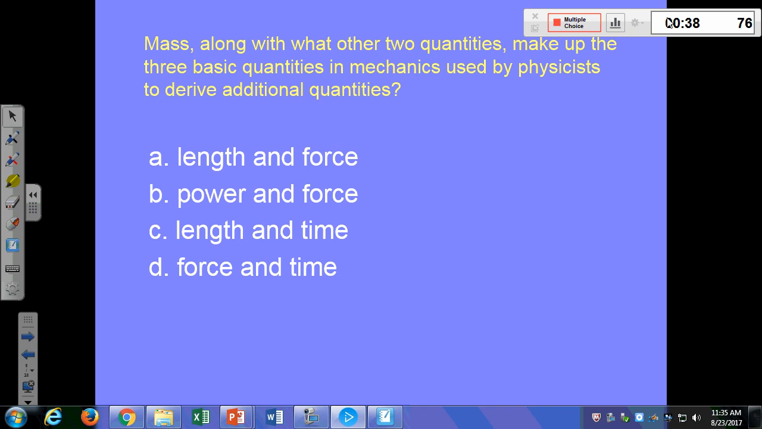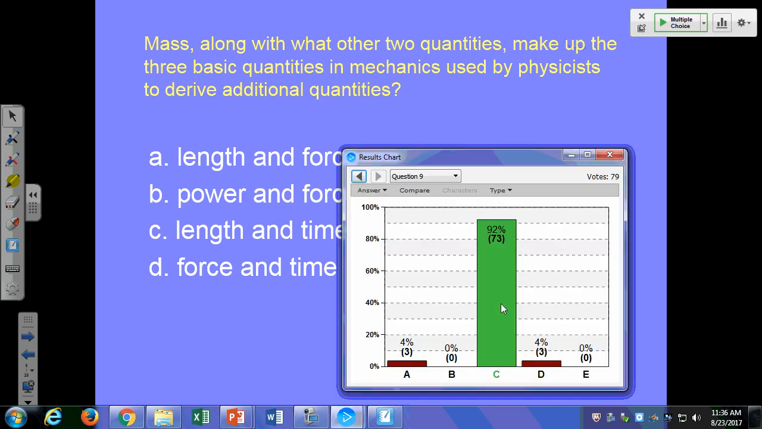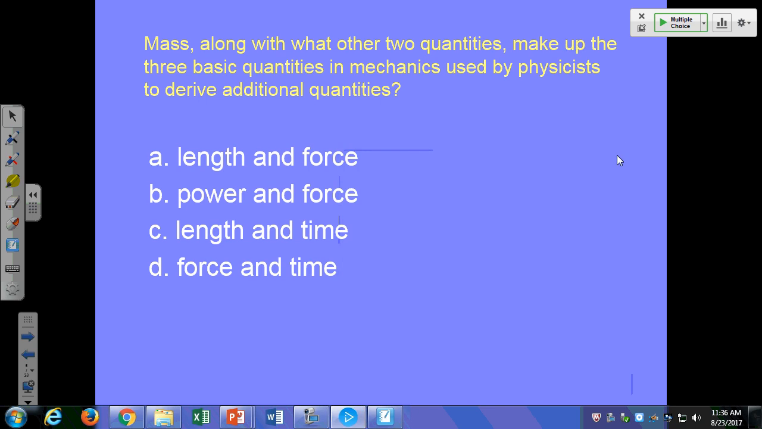All right, let's do a few more seconds. Let's go to 45, 45. Hey, look at y'all. It's mass, length, and time. It's the MKS system. Meters, kilograms, seconds: mass, length, and time.